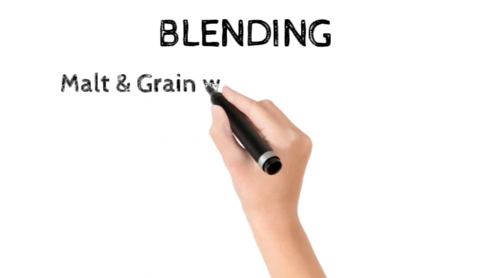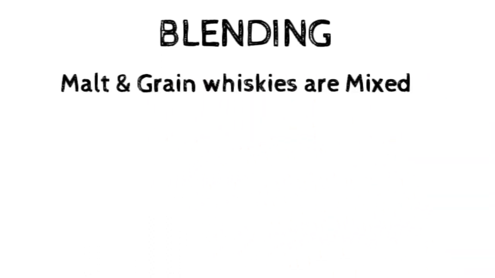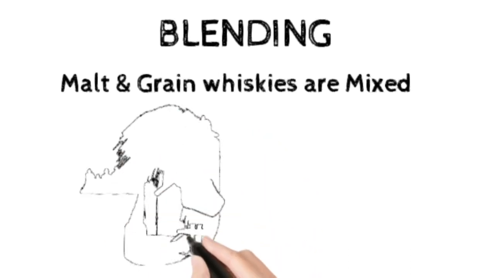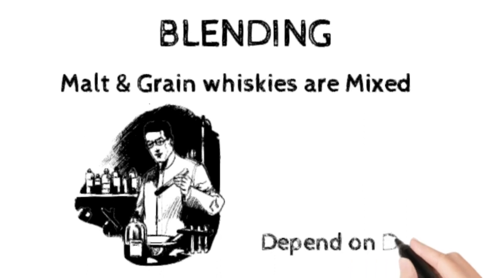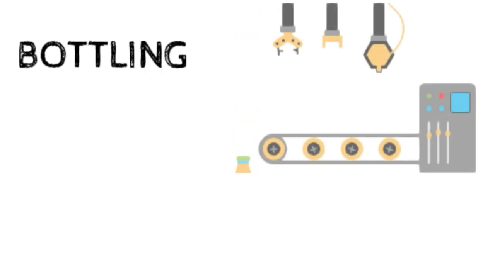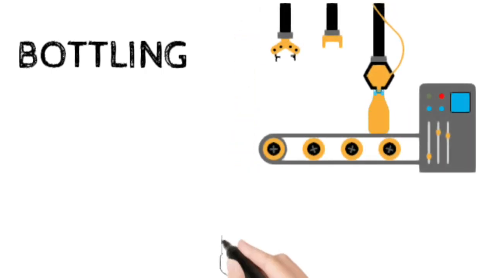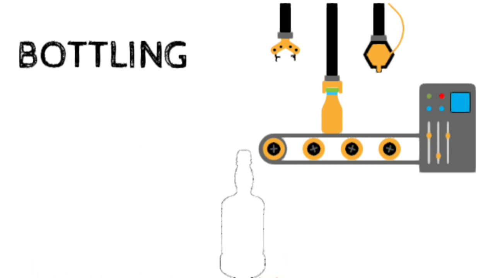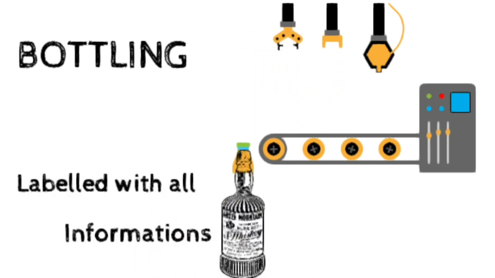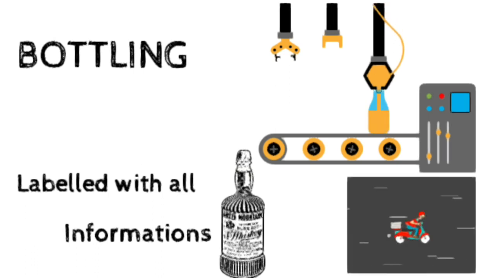Step 6. Blending. It's a process where malt and grain whiskey are mixed in certain proportions, which depends entirely upon the individual distilleries. Usually blending involves mixing whiskey from different distilleries. Step 7. Bottling. Once the blending process finishes, the product is ready for the final stage of bottling. During bottling, whiskies are labeled with all information about the product and are ready to sell in the market.